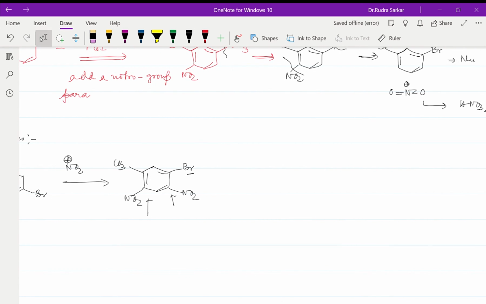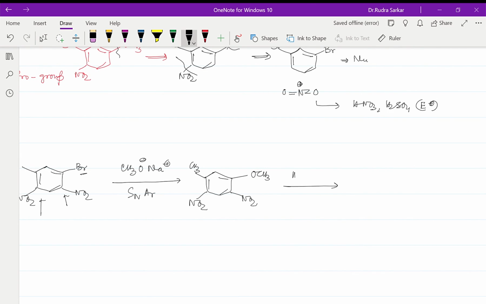Now what is going to happen? The more nitro groups we have, the better will be the aromatic nucleophilic substitution reaction. So if we use sodium methoxide, which is basically our SNAr reaction, the bromine will be replaced out here, and we will have the OCH3 group.